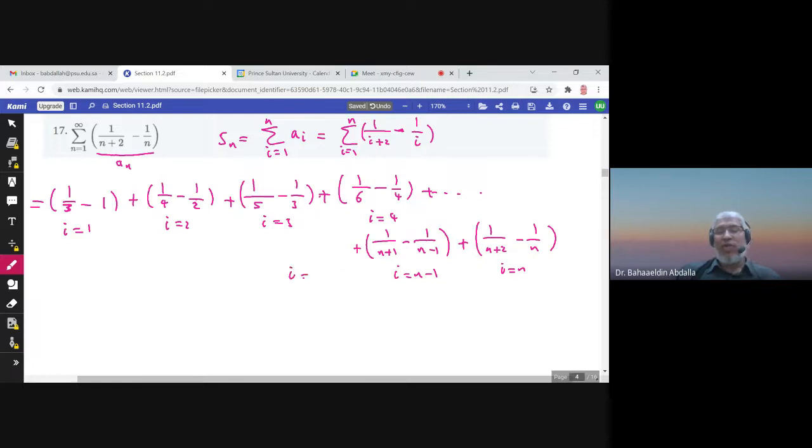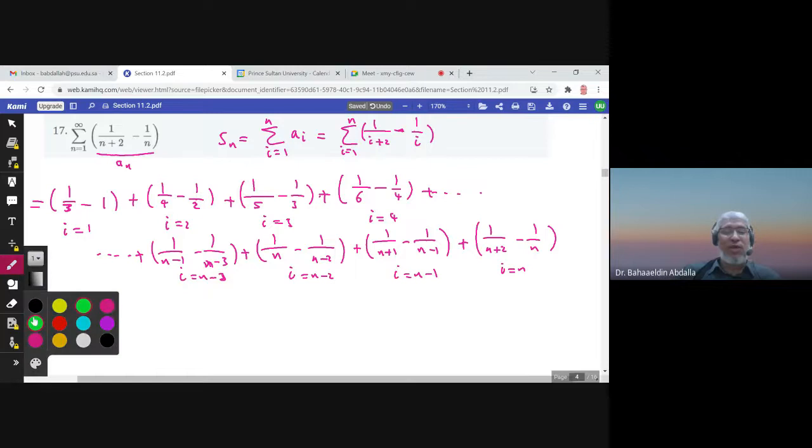The previous term is when i equals n minus 2. This would be 1 over n minus 2, and this would be n minus 2 plus 2, so 1 over n. Replace i by n minus 3. I will have here 1 over n minus 3, and here 1 over n minus 3 plus 2, so n minus 1, and so on. Let us see now the cancellation.